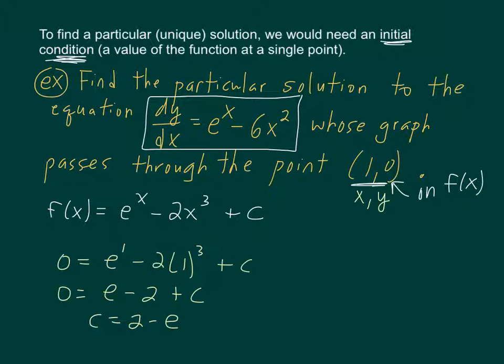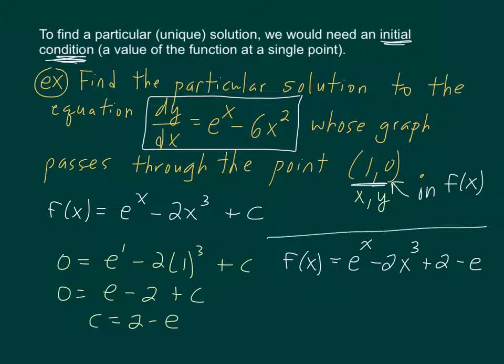Okay? So let's suppose we're not using a calculator here. Exact is always preferred. So here's our c value. So now my final answer for my function, f of x equals, I'm going to go back and copy down what I have from earlier, except this time we know what c is. It is the number 2 minus e. So we just tack that on to the end like that, and this is our final answer.